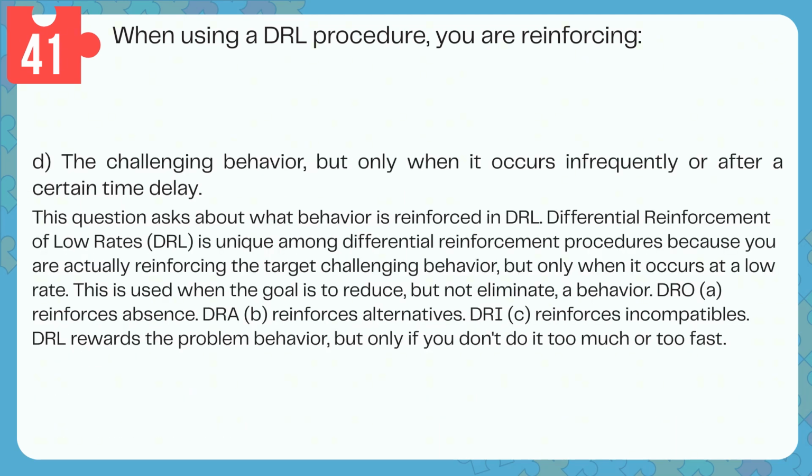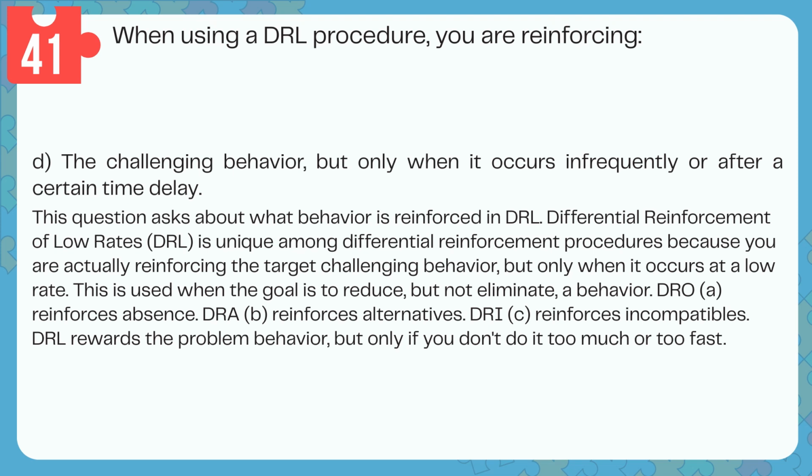Answer: D. The challenging behavior, but only when it occurs infrequently or after a certain time delay. This question asks about what behavior is reinforced in DRL, differential reinforcement of low rates. DRL is unique among differential reinforcement procedures because you are actually reinforcing the target challenging behavior, but only when it occurs at a low rate. This is used when the goal is to reduce the behavior, but not eliminate it entirely.